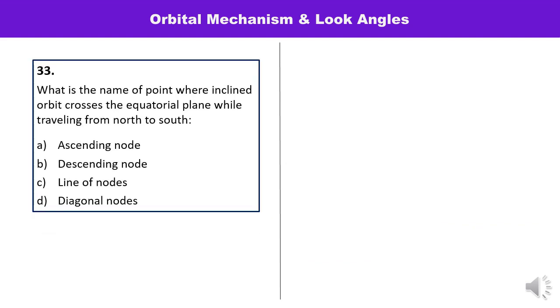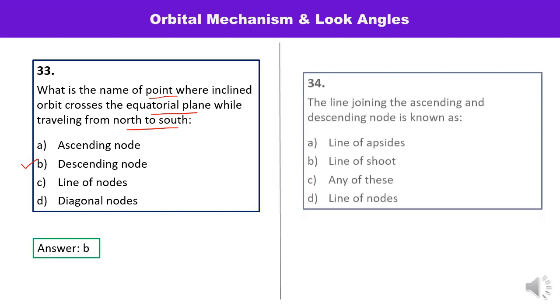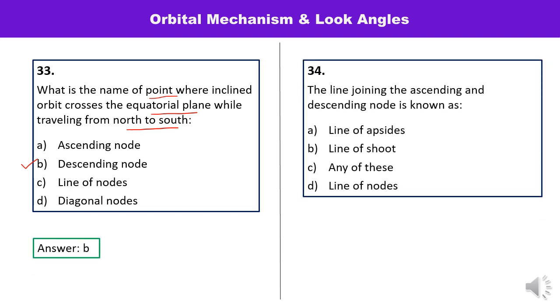Next question is, what is the name of the point where an inclined orbit crosses the equatorial plane while traveling from north to south? When it crosses from north to south, it is known as the descending node. In the last case, I told you when it moves from south to north, it is known as the ascending node. So here, this is the descending one. Question number 34 is about the line joining the ascending and descending node. The line which joins the ascending and descending node is known as the line of nodes. D is the correct answer.